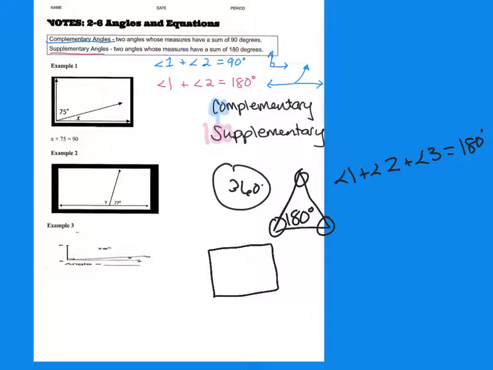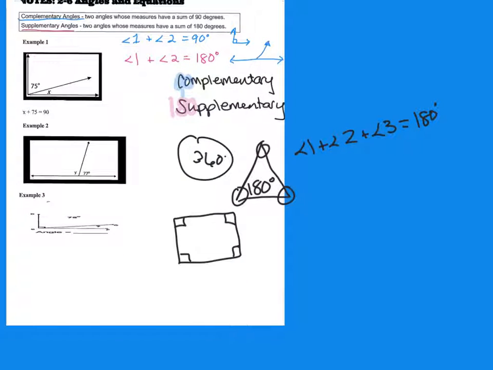Grant said they're all 90 degree angles. So he said they're all right angles. How many right angles are in that square? 4. So that would be 90 times 4, right? It's 360. Good. 9 times 4 is 36, so 360.